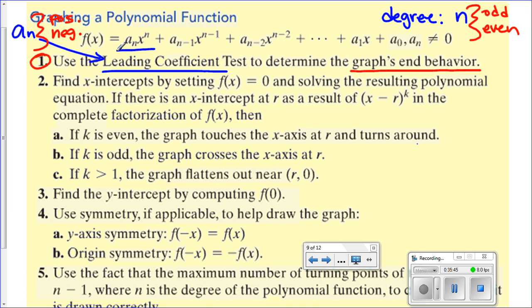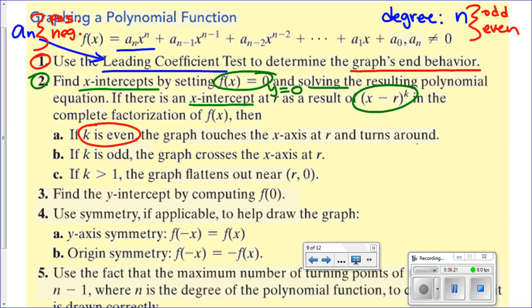Now, number 2, it says here to find the x-intercepts by setting f of x equal to 0. In other words, making y equal to 0, and then you solve for x. Now, if you have an x-intercept that is the result of a factor with a multiplicity greater than 1, we need to establish if that multiplicity is even.